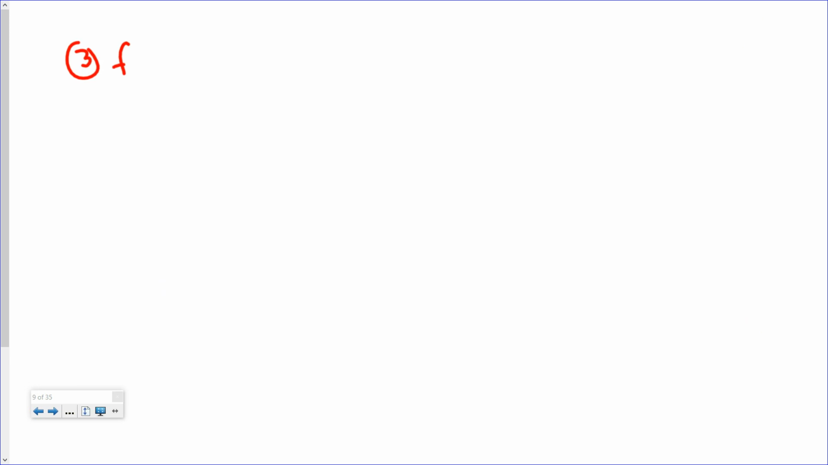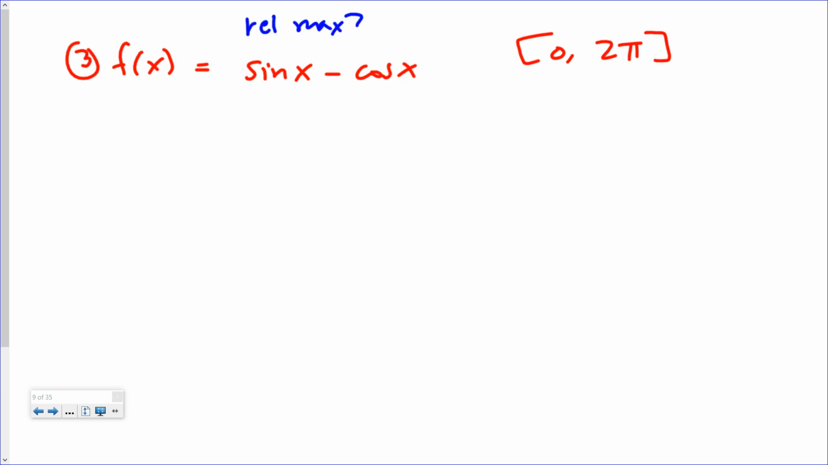So 3 looks like this. The function is sine x minus cosine x, and the interval is between 0 and 2 pi. They're asking you to use the second derivative test to tell me where is the relative max and where is the relative min. For sure, you can use the first derivative test on this, so just FYI, they're forcing you to use the second. Sometimes you have to use the second. So when we look at number 5, if you don't know the function very well, you have to use the second derivative test. But if you do know the function, you can use either test.